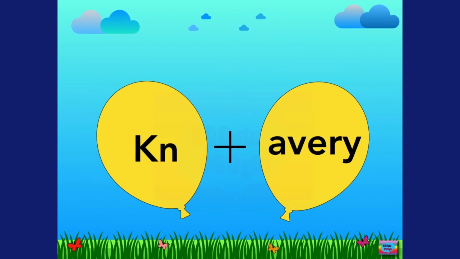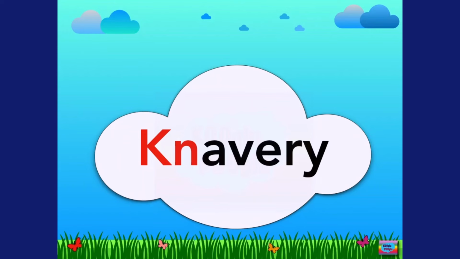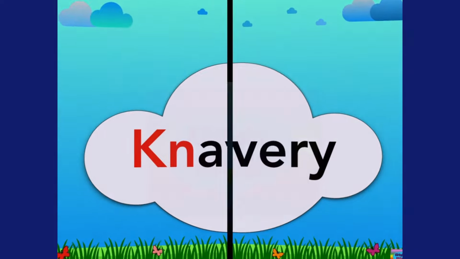What's the next word? Oh, n and avery. What does that mean? Knavery means a dishonest or a deceitful act. Don't do a knavery. It's really bad. Knavery.